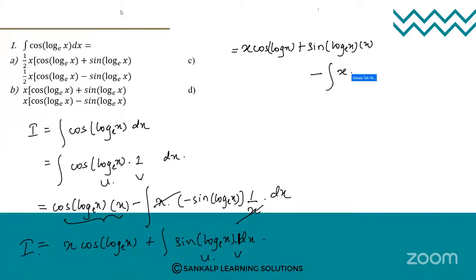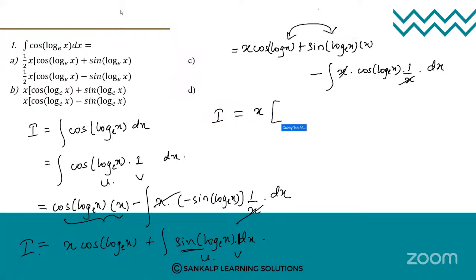Integrated term is x, times the differentiation of the first term. The differentiation of sin is cos, and again the differentiation of log x is 1 by x. So here x and x cancel. Now what remains? On this side I remained. Now in between, x is common. If I take x common here, what remains? cos log x, sin log x. And what remains here? Minus integration of cos log x.